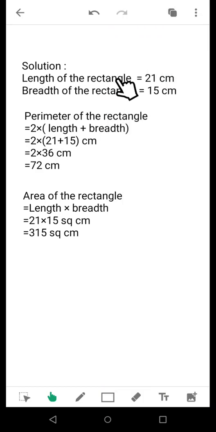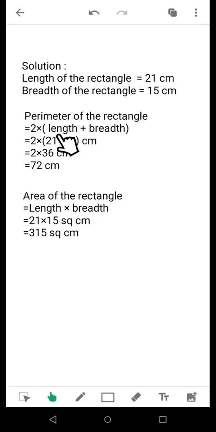Length of the rectangle is equal to 21 centimeter. Breadth of the rectangle is equal to 15 centimeter. The length and breadth are already given to you and you need to find out the perimeter of the rectangle and area of the rectangle.